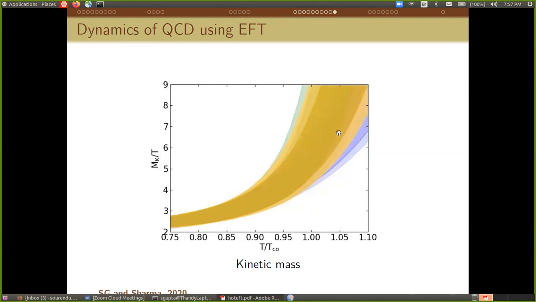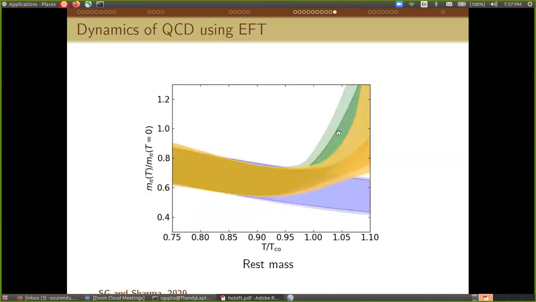So that's the kinetic mass that we could get. And this is the rest mass of the pion. As you can see, the rest mass falls. If I work in the chiral limit, where there's exactly a phase transition, then this mass would go to zero at the phase transition. But here we have a crossover, so this thing goes up.